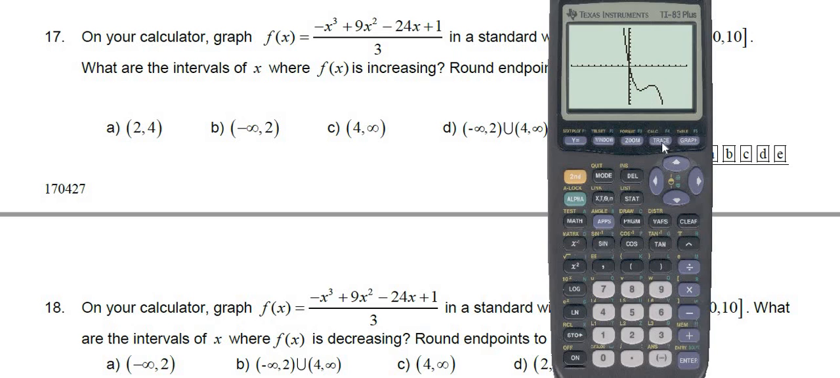So we're going to hit trace, and it looks like, using the arrow key to navigate there, from 2 to about 4. Yeah, so from 2 to 4. From 2 to 4, it's increasing. So the answer should be A. I hope that made sense.